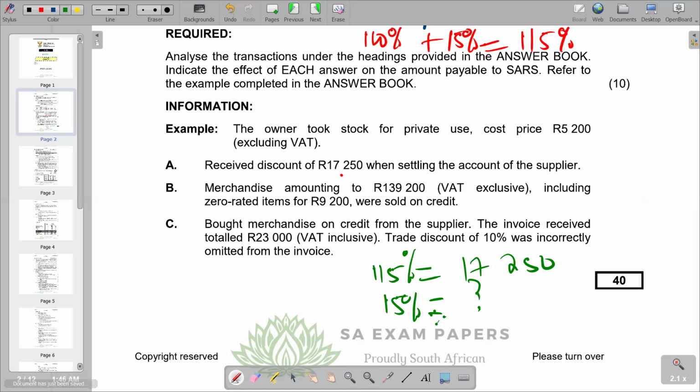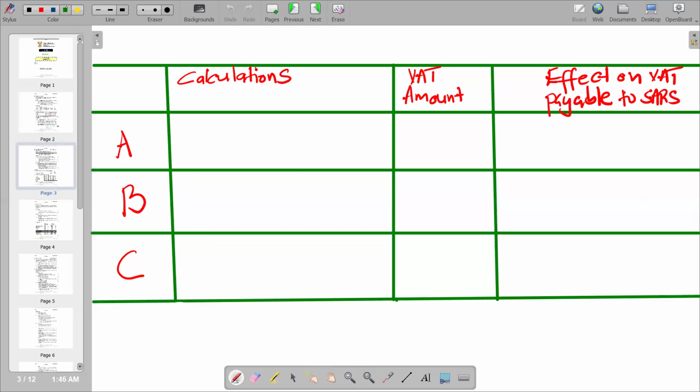If you go to our answer section, you'll see that on the calculation part, that's how we are going to calculate it, whereby we have got our 15 over 115, and then the given figure that we have is 17,250 rands. So this is what we have. And then if you calculate like that, the VAT amount that you are going to get is 2,250 rands.